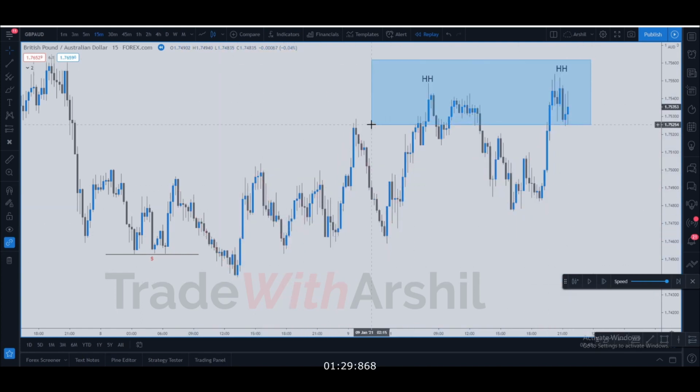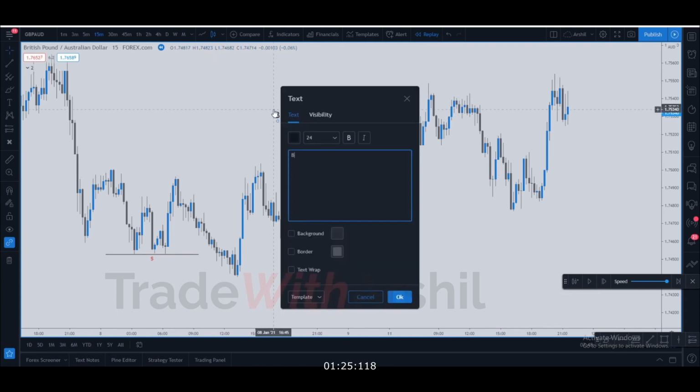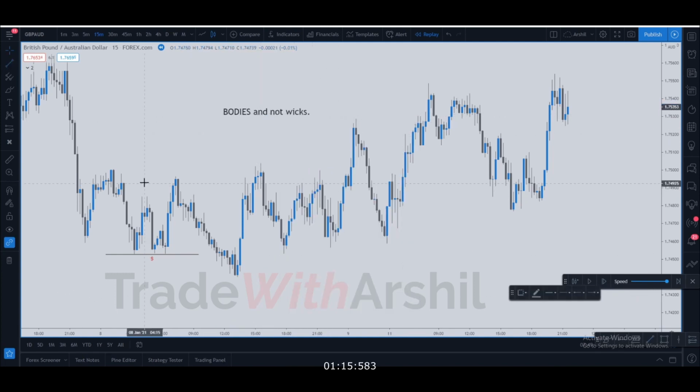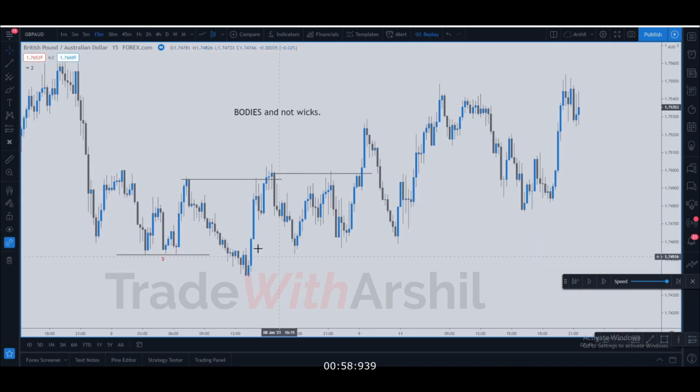You must start looking at the candles, which is the bodies. All right, market structure equals bodies and not wicks. What do I mean by that? Basically when this body is broken, when a body closes above this line is when a higher high is formed. Same goes over here. When the body closes above, a higher high is formed, not the wick. Remember, the wick doesn't matter. The body has to close above.